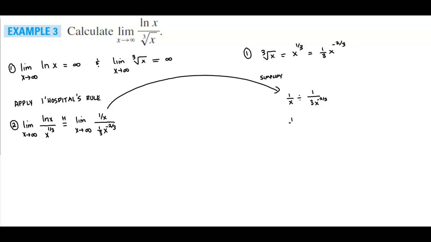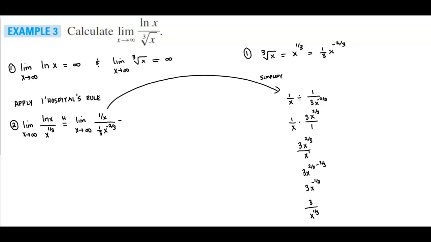Okay, so we're going to take the reciprocal, so this becomes 1 over x times 3x to the positive 2/3 over 1. So if we multiply across, we get 3x to the 2/3 divided by x. Now this has an exponent of 1, so we get 3x to the 2/3 minus 1, which is the same thing as 3x to the negative 1/3, which then becomes 3 over x to the 1/3.